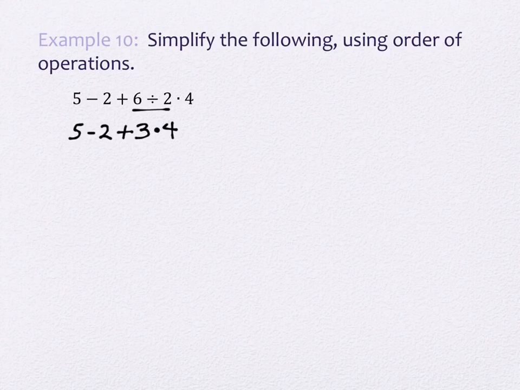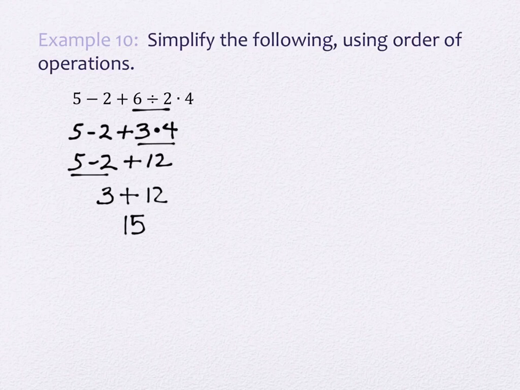What would I do next? 3 times 4. And what is 3 times 4? 12. Okay? I did all the multiplication and division. What would I do next? Yeah, the subtraction because it comes before the addition. What is 5 minus 2? 3. And then 3 plus 12 would be 15.